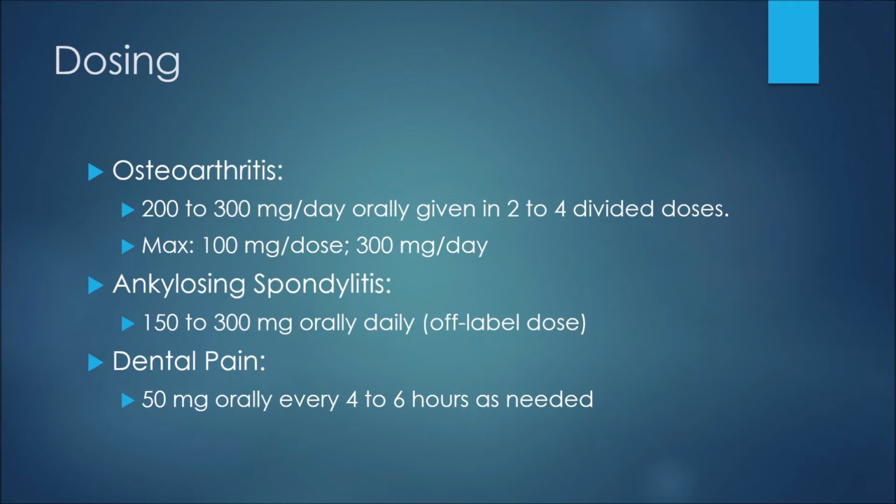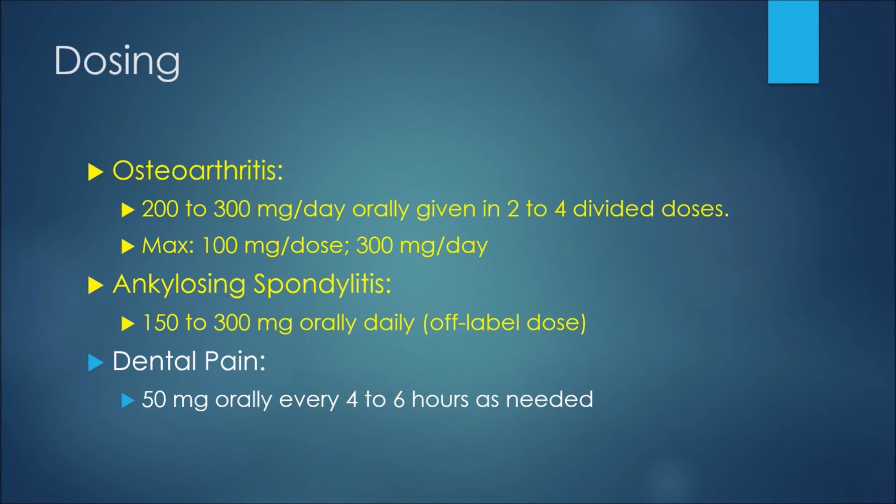Now for some examples of dosing with Flurbiprofen. So in the treatment of osteoarthritis, we may see 200 to 300 milligrams per day orally given in 2 to 4 divided doses. The maximum dose would be 100 milligrams per single dose and 300 milligrams per day.